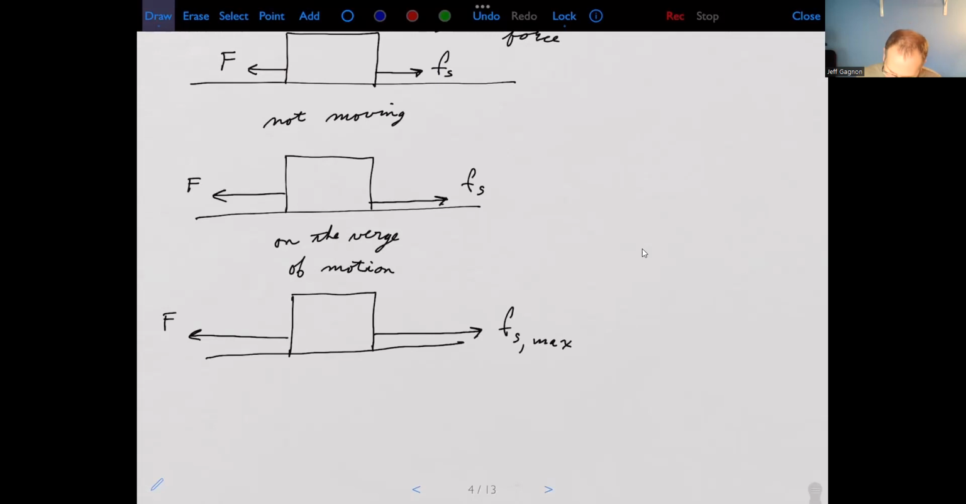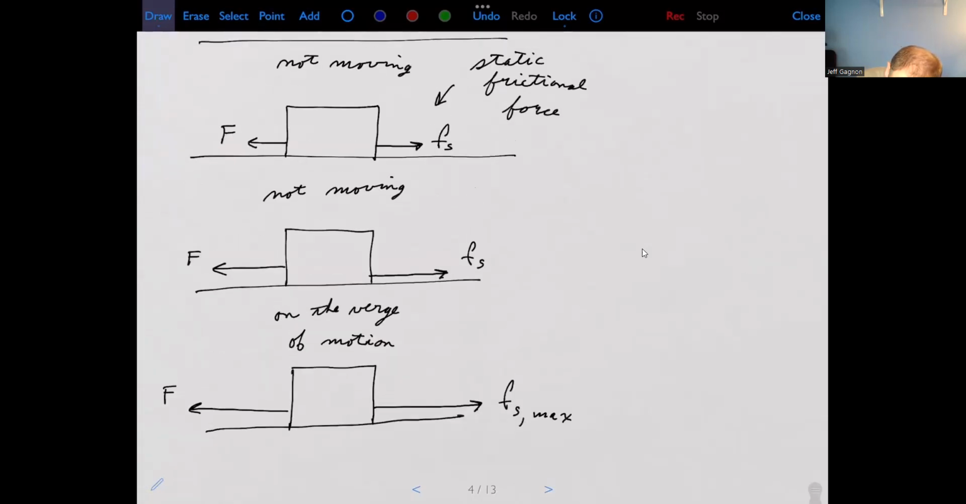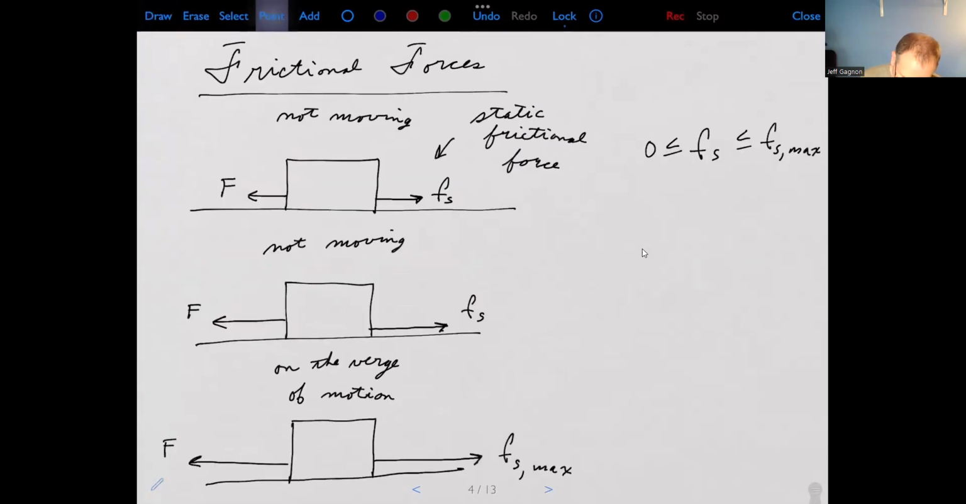So notice here, usually you'll see the static frictional force defined to be an inequality. It's greater than or equal to zero and less than or equal to FS max. So what does that mean? It means if I'm not pulling at all, right? If I don't exert any force at all to the left here, there's not going to be a static frictional force. No friction is going to be resisting a motion because I'm not pulling with any force. So it could be zero. This frictional force could be zero.